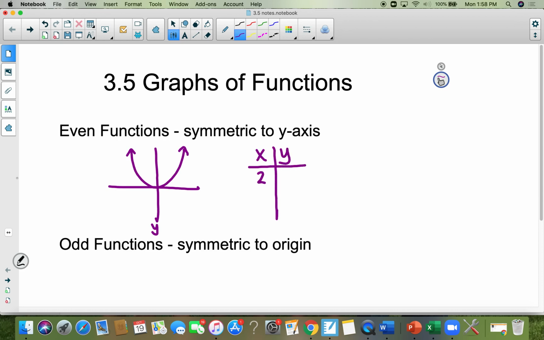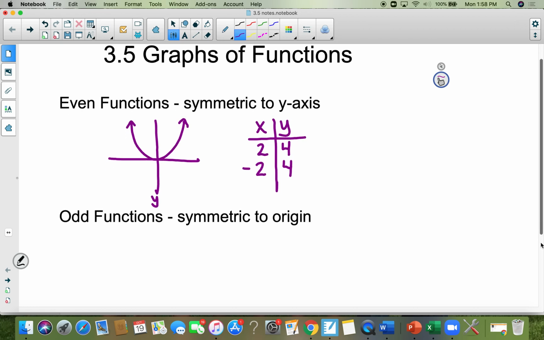If x is 2, the y needs to end up being a positive 4, and then if x is a negative 2, the y is also the same answer. So you could put in two opposite x values, and if the y values come out to be the same, then it's an even function.